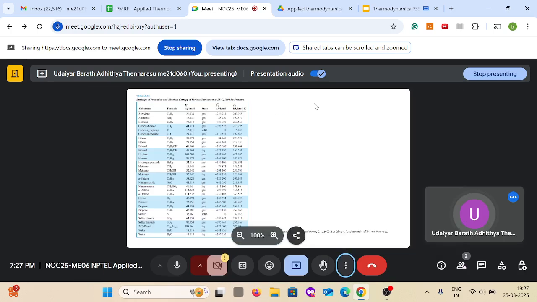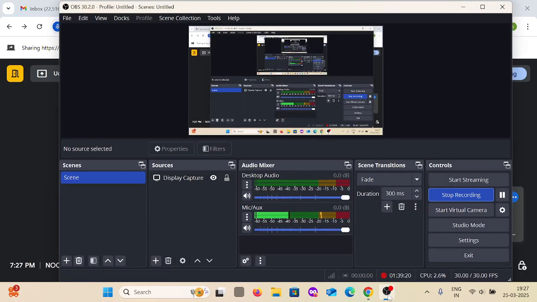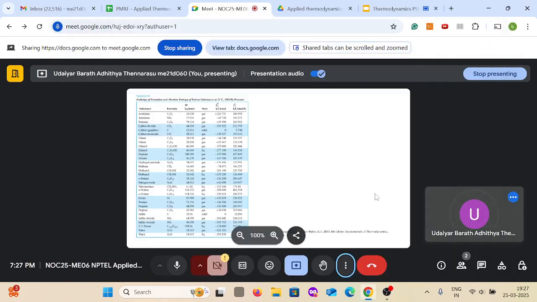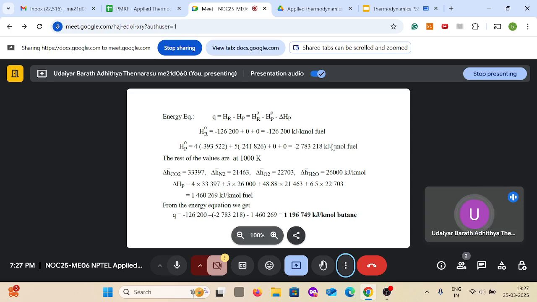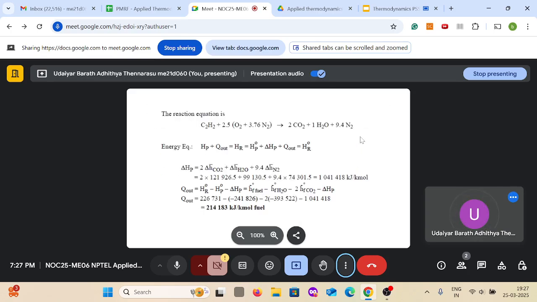With that, I finished the questions which I had prepared for today. Next week we'll continue with these combustion problems. I'll also look at finding the adiabatic flame temperature and some more energy balances on combustion.